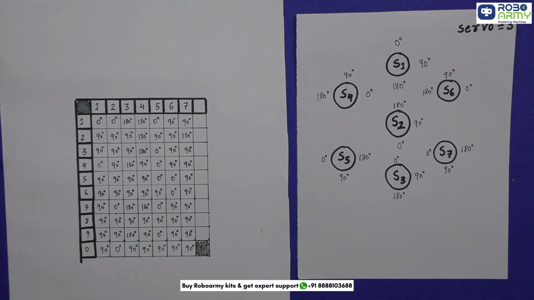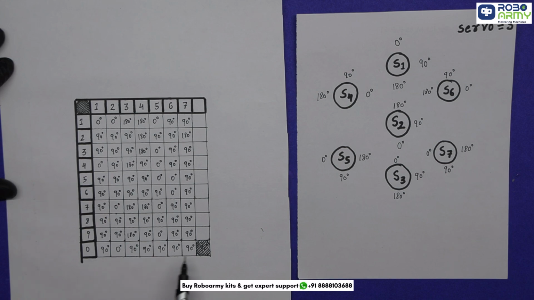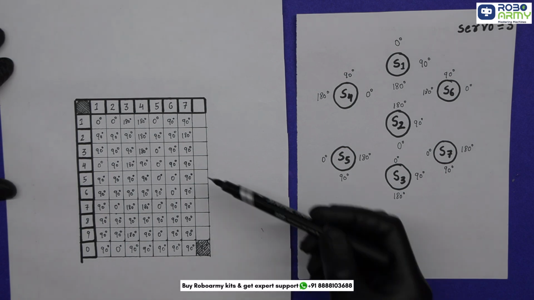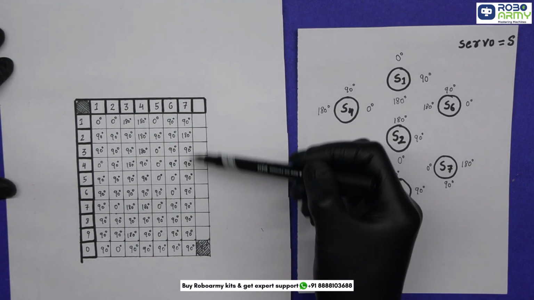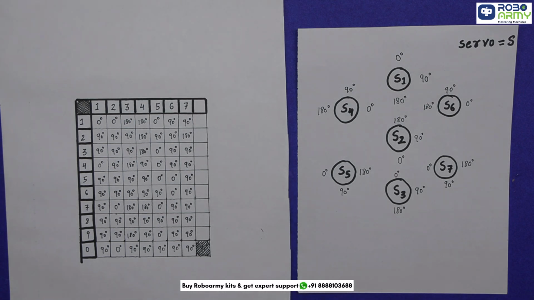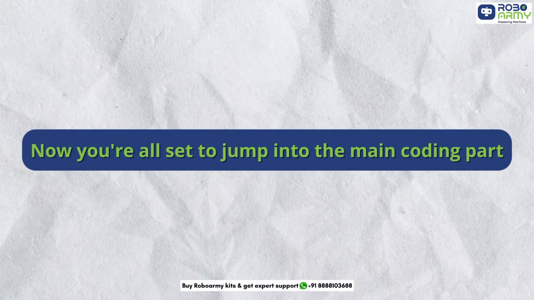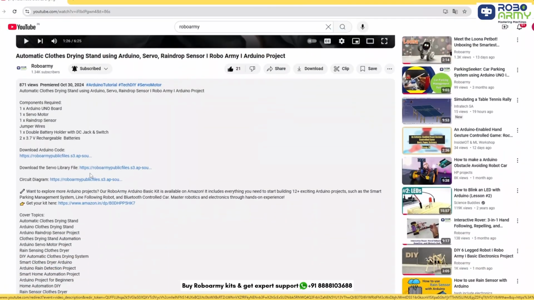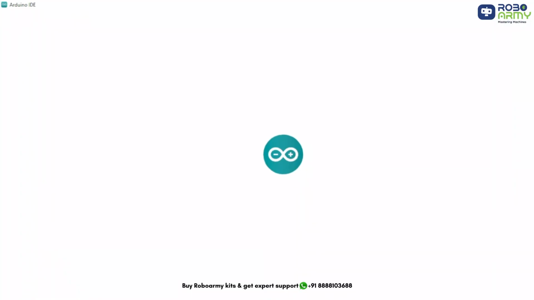Now repeat this process from digit 2 to 9. Adjust each angle based on how your servos are mounted and fill in the table accordingly. This will act as your final reference when decoding each number visually with servo movements. Now we are all set to jump into the main coding part. Download the main code and library files given in the description below. Open the code file in the Arduino IDE.